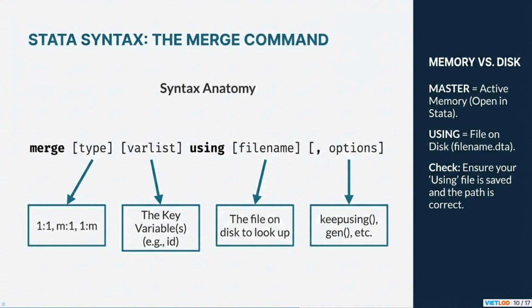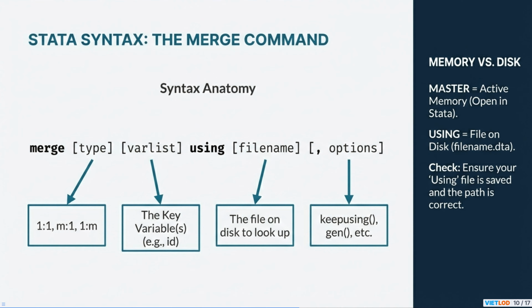This slide provides a detailed look at the syntax for Stata's merge command, which is essential for combining datasets by adding variables. The general structure is merge, type, varlist, using, filename, comma, options. Let's break down each component. First, type refers to the merge relationship, such as 1:1 for one-to-one, m:1 for many-to-one, or 1:m for one-to-many. Next, varlist specifies the key variable or variables that Stata will use to match observations between the datasets. Following that, the using filename part indicates the file on disk that you want to merge with your currently open master dataset.